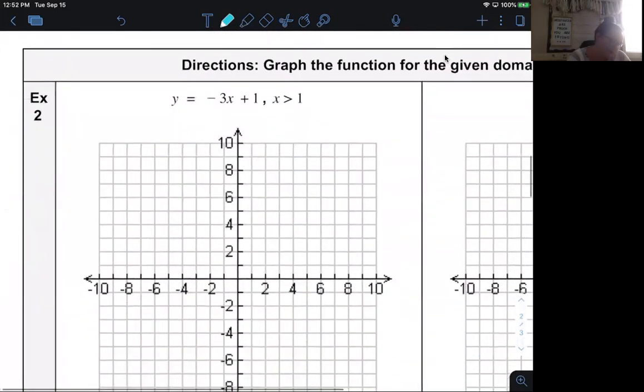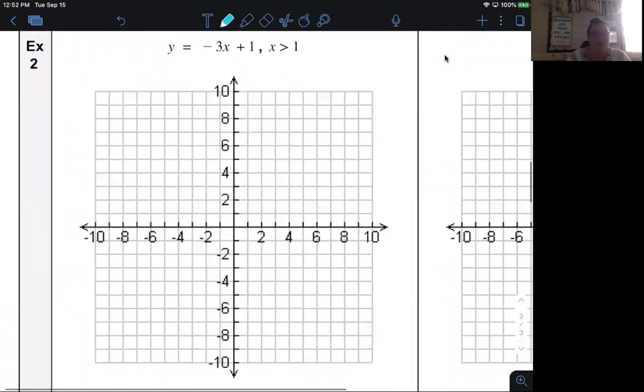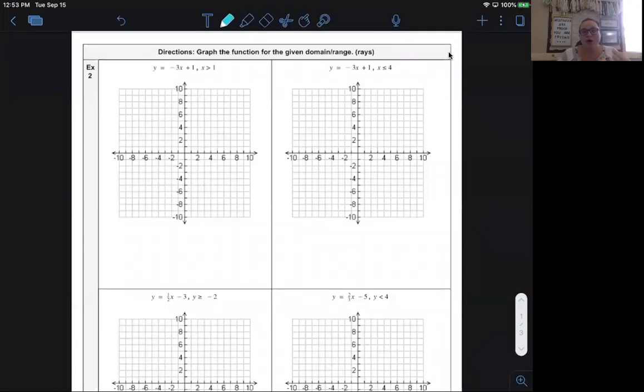Let's move on. So now we are going to work on learning how to graph a function given a restricted domain or range. All 4 graphs that we're going to graph for example 2 are going to be rays, which means that we are going to have one endpoint, either open or closed, and then the graph is going to extend forever in one direction from that point. So we have to figure out what that direction is.